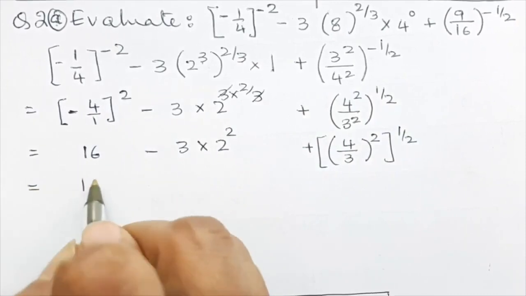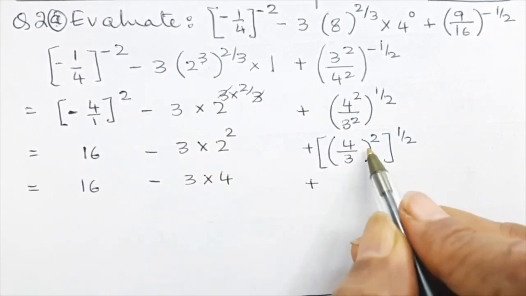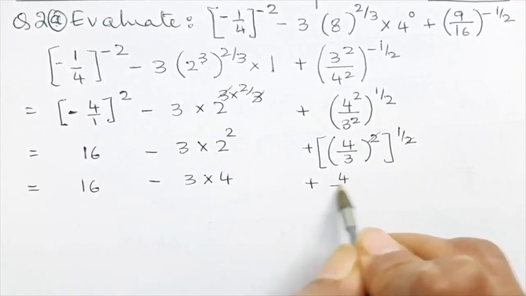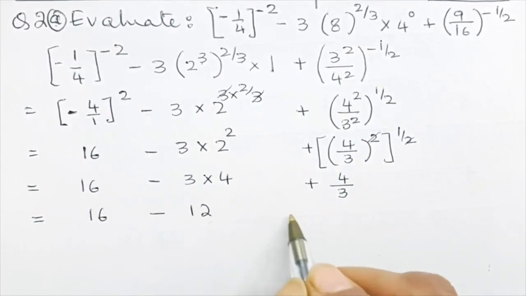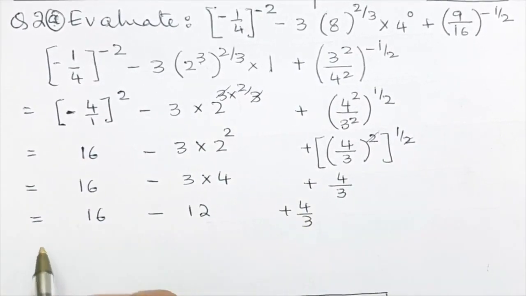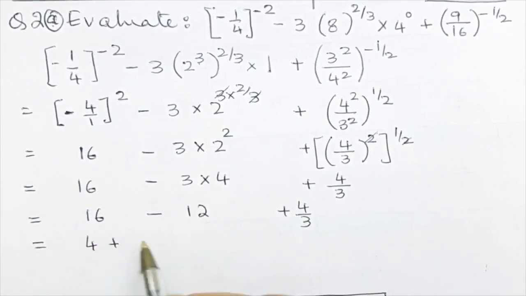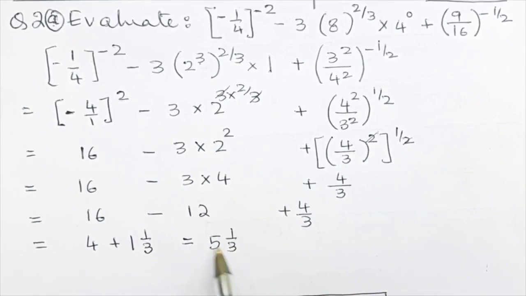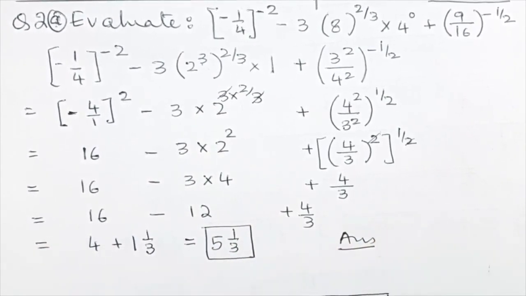So we will have 16 minus 3 into 4 plus this will be, now 2 into half will get multiplied and we will have plus 4 upon 3. That is 16 minus 12 plus 4 upon 3. That gives us 16 minus 12 is 4. So it will be 4 plus 4 upon 3, which is 1/3. You can take LCM also, not a problem. So I am just going to stop at this and this is our answer.